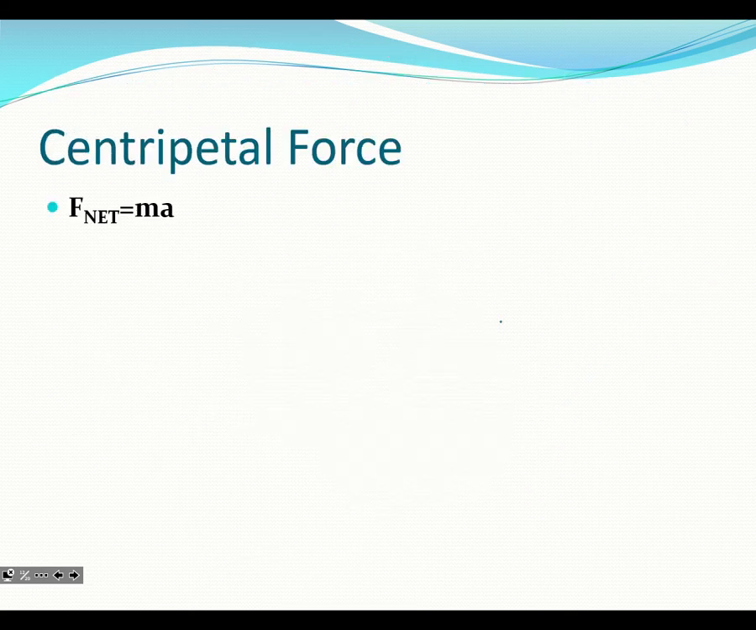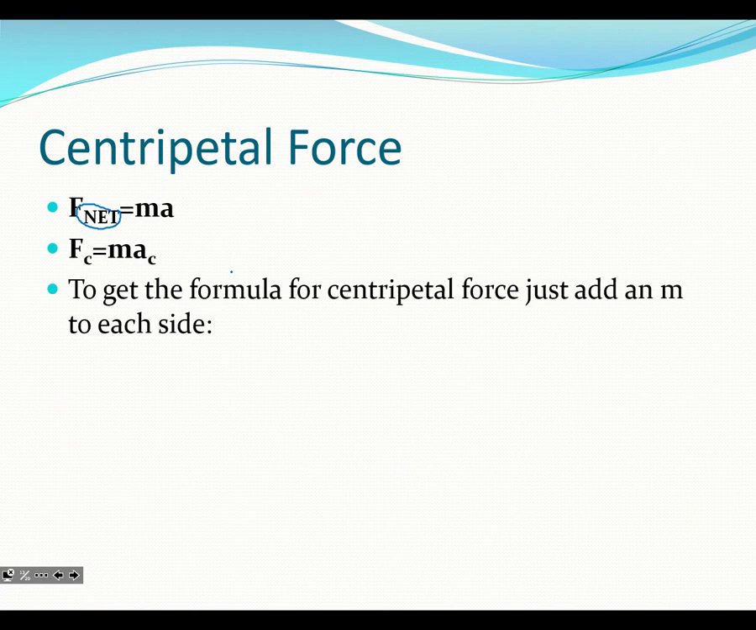So we need a formula for centripetal force. To find centripetal force, we use F net equals ma. We don't use the term F net for things moving in a circle. What we use is the term FC. FC and F net are the same thing. It's just special when it's moving in a circle. So instead of saying F net, we use FC. Instead of saying a, we use AC. So to get the formula for centripetal force, all you have to do is add an m to both sides.